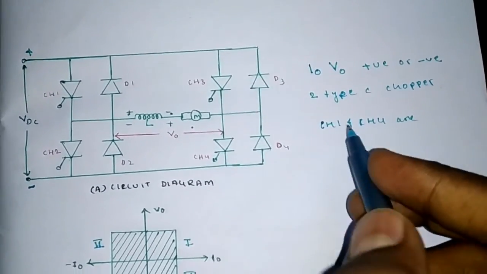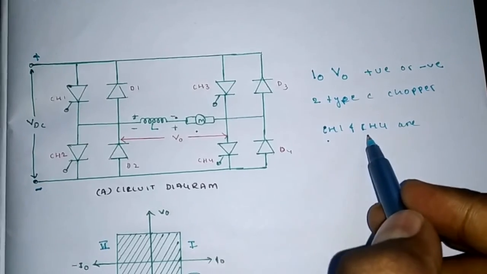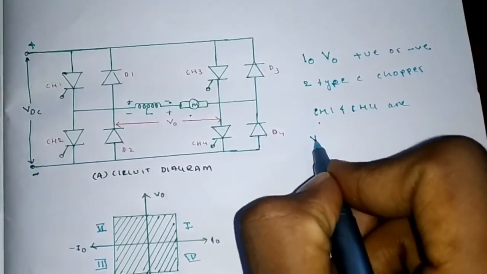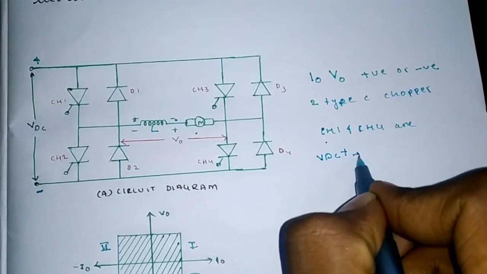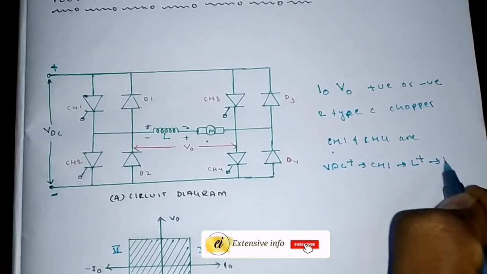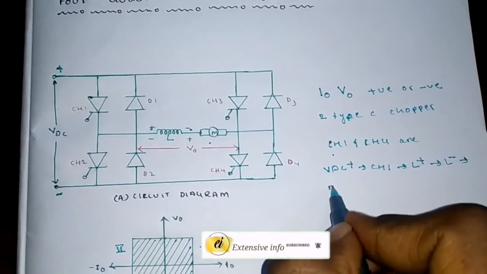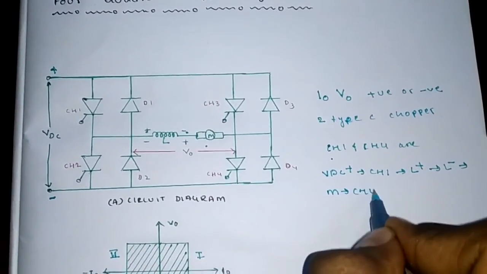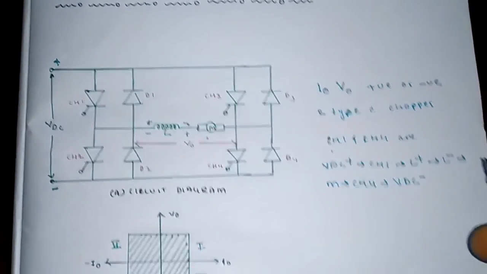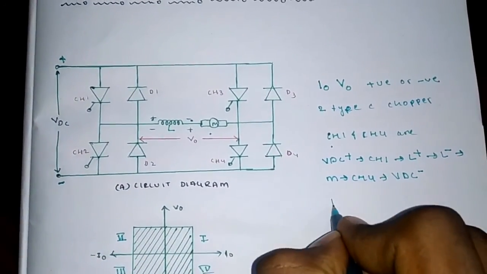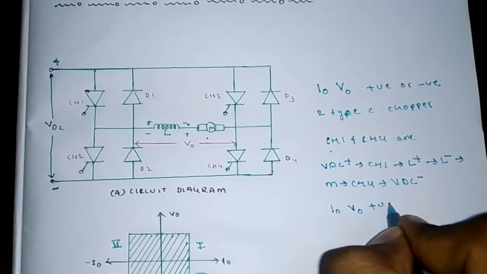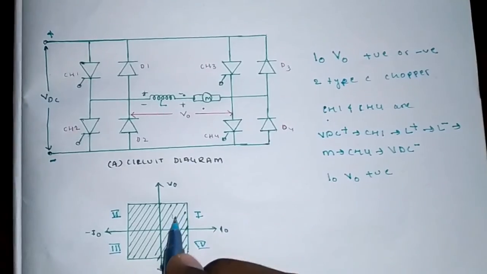Let me write. When CH1 and CH4 are triggered, the flow of current from VDC plus, CH1, inductor plus, inductor minus, motor, CH4 and VDC minus. Here the load current and load voltage is positive, hence the first quadrant operation is possible.